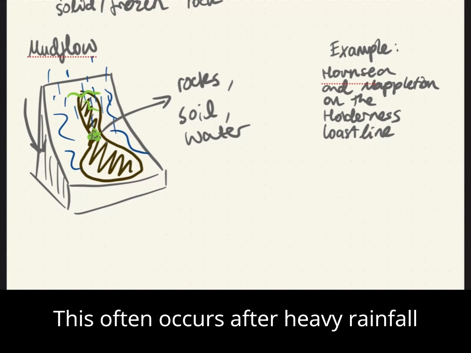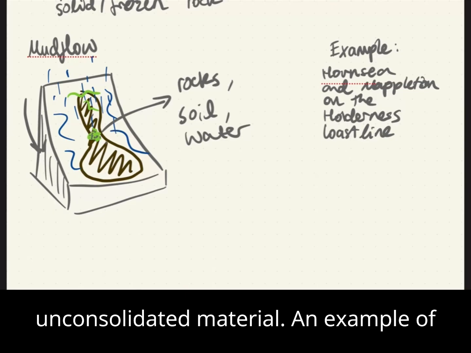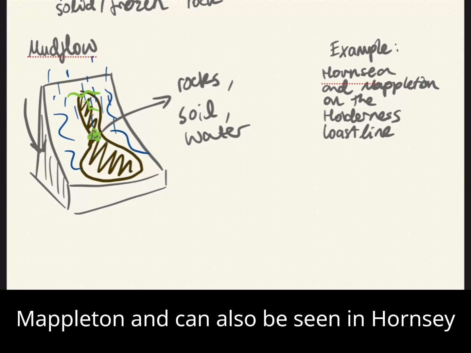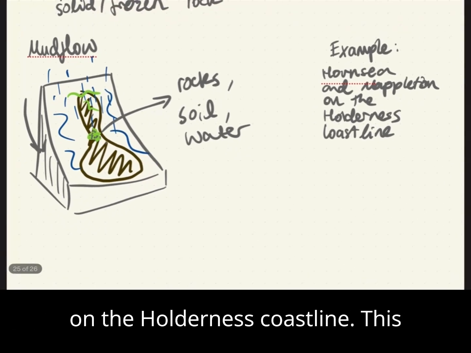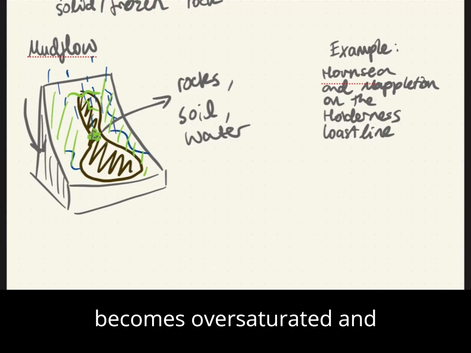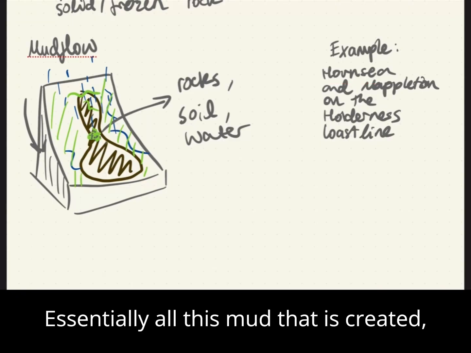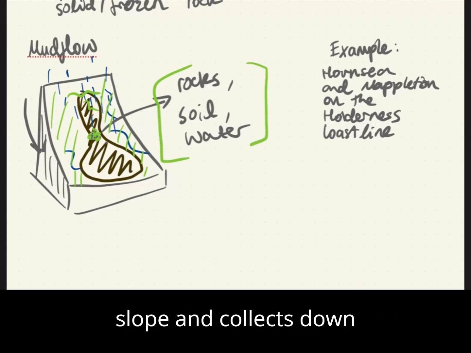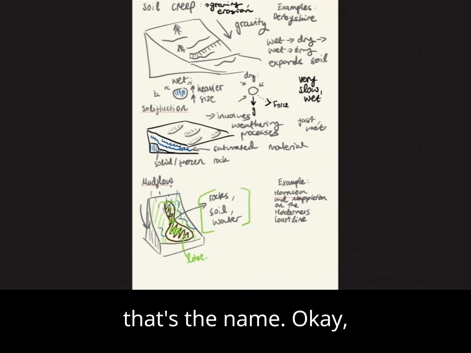This often occurs after heavy rainfall from cliffs made of boulder clay or other unconsolidated material. An example of where this is seen is commonly at Mappleton and can also be seen in Hornsea on the Holderness coastline. So this becomes oversaturated and essentially all this mud that is created flows down the slope and collects down in the lobe. This is the lobe, that's the name.